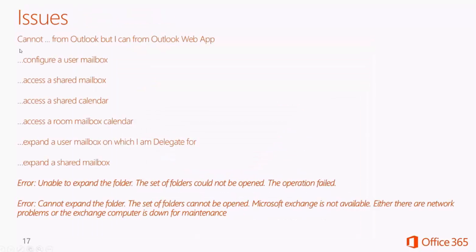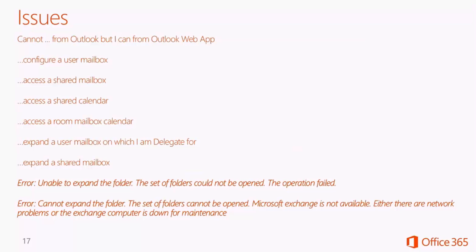Most of the issues that are here, and we'll show them in a demo, are always that I cannot do something from Outlook, but I can from Outlook Web App. I cannot configure a user mailbox. I cannot access a shared mailbox. I cannot access a shared calendar or a room mailbox which I'm delegated for. The errors are different. Sometimes you receive unable to expand folder, the set of folders could not be opened, and a different one, cannot expand the folders. But these are a bit similar.